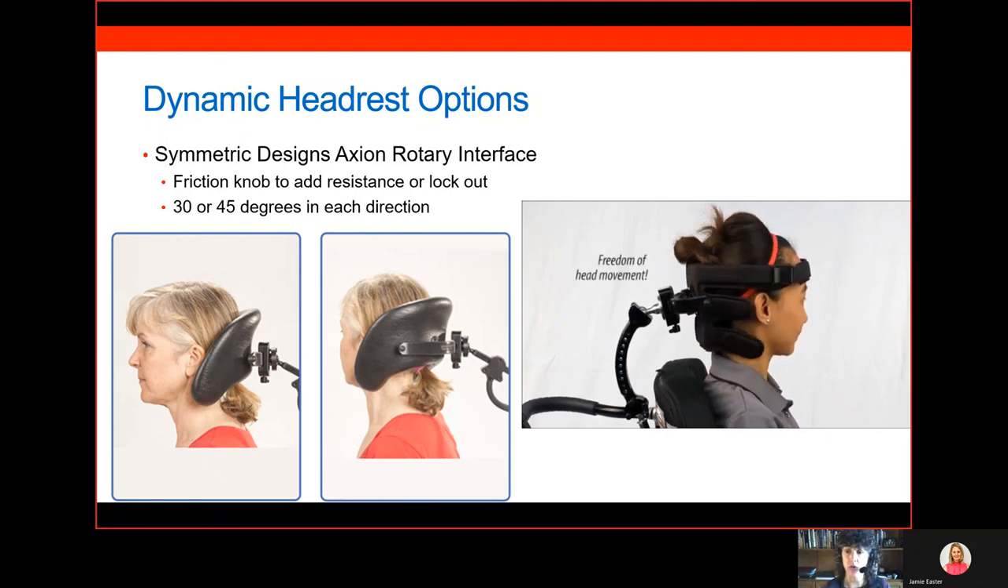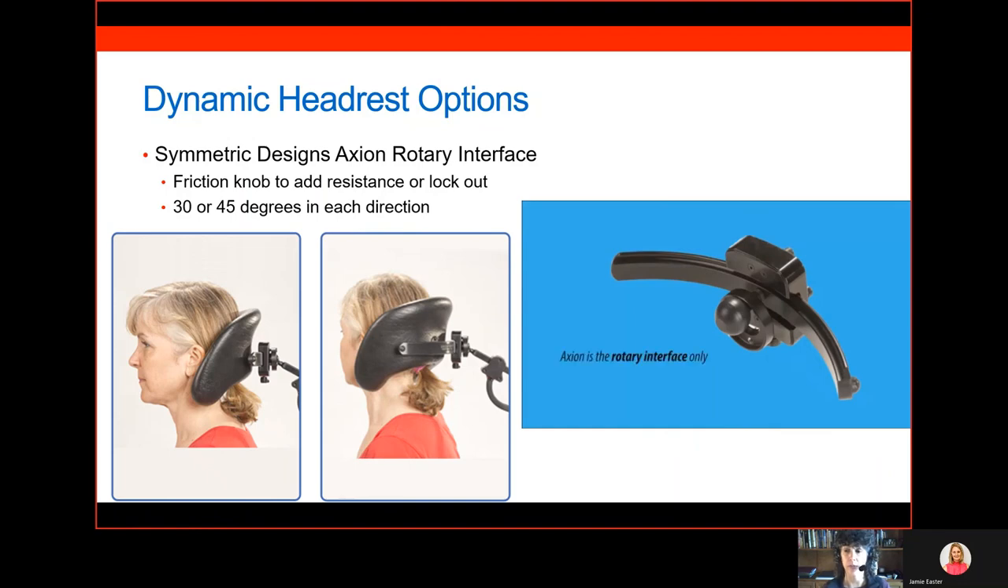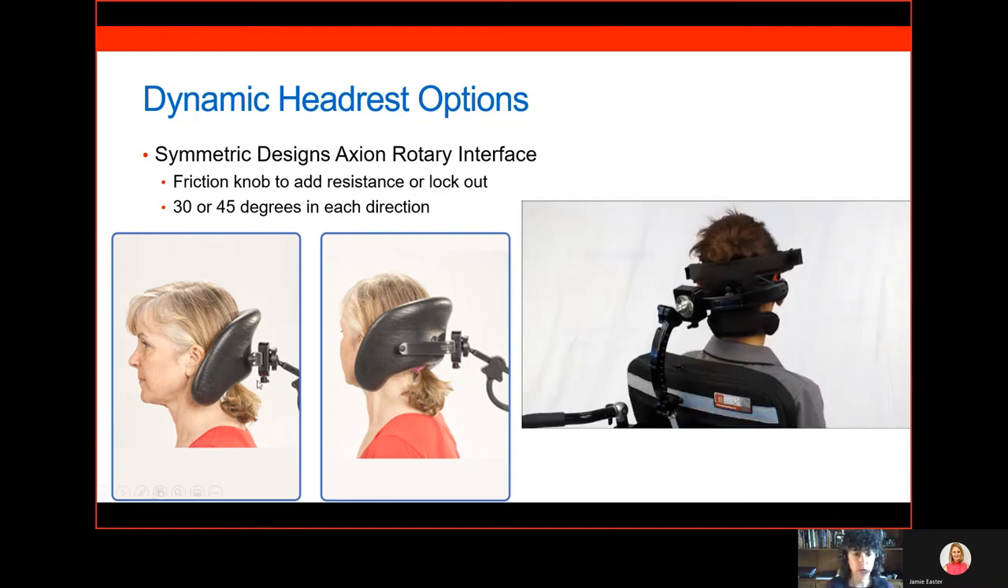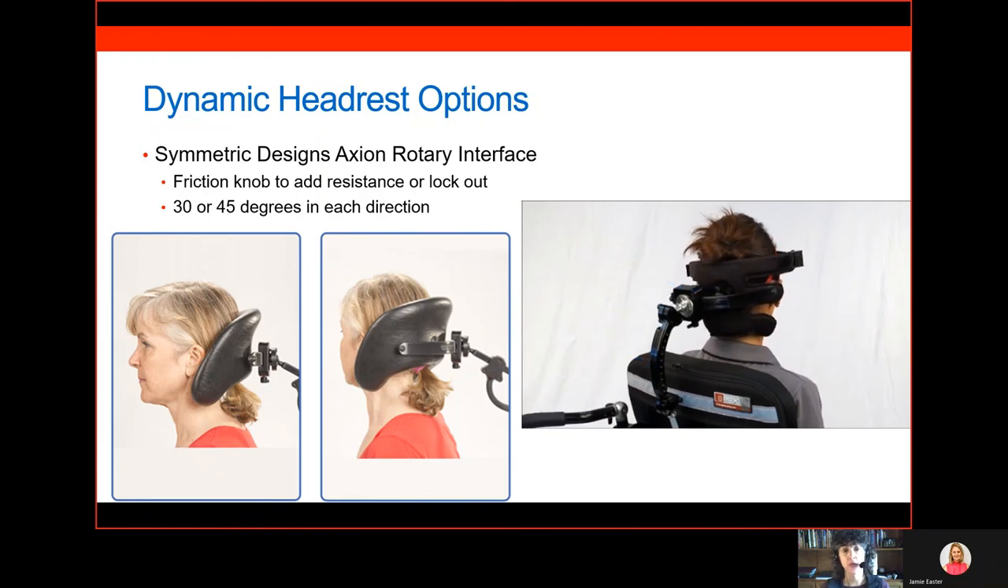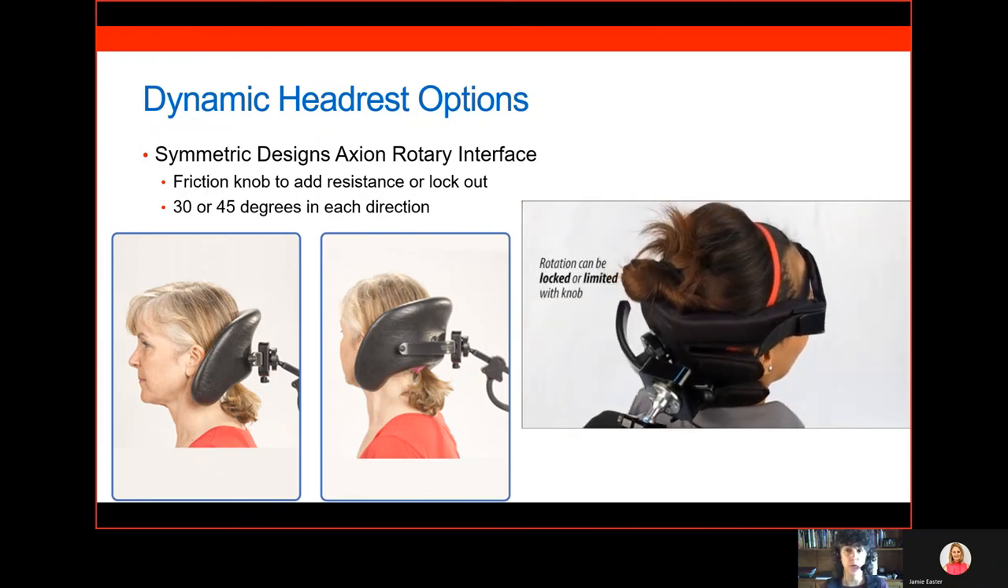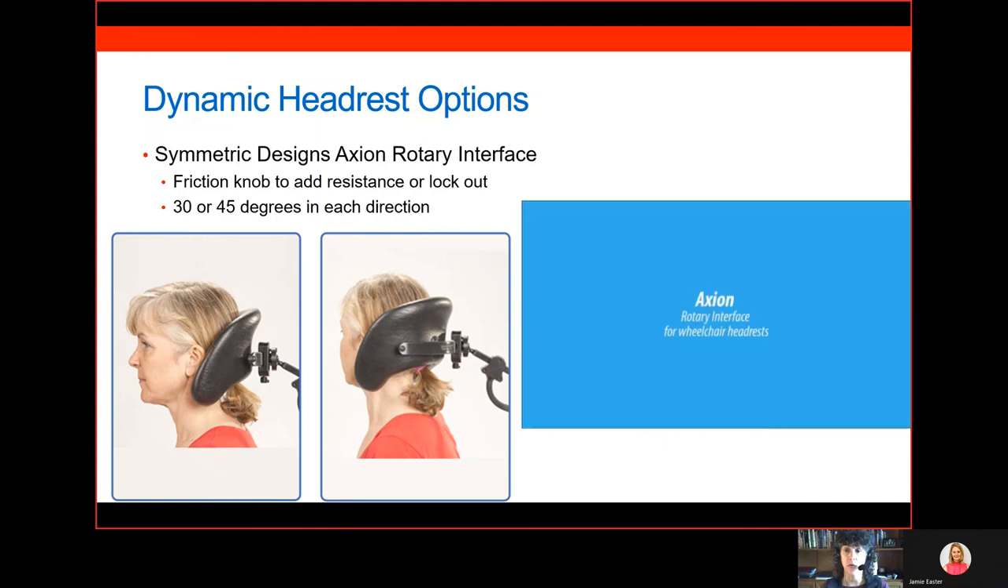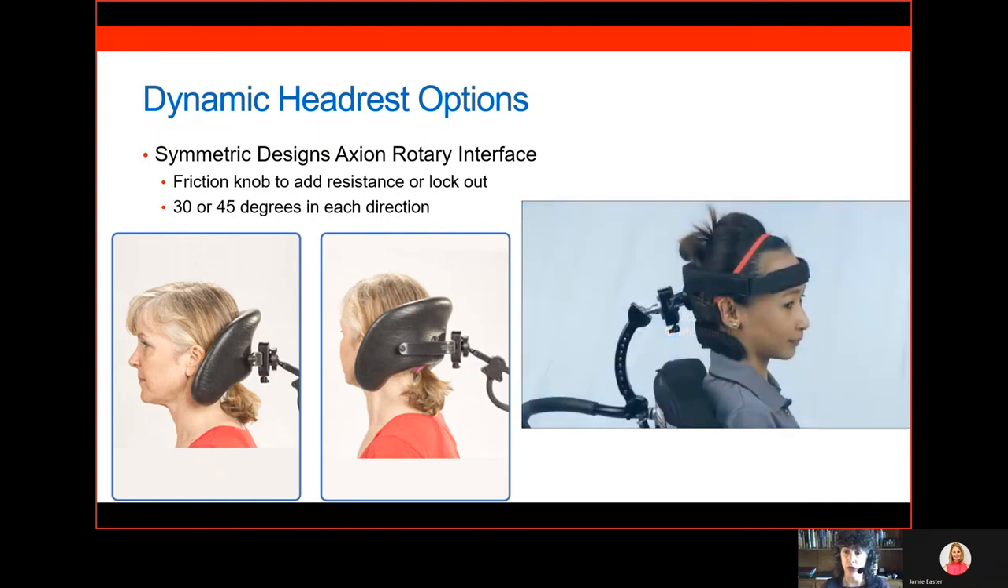So this person can still turn side to side to visually regard their environment, and this is often used by people with diagnoses such as ALS. There is a little friction knob on here. I'm going to point to it here with my cursor that can add resistance or lock out the mechanism completely. And you can order this to allow either 30 degrees of movement in each direction or 45 degrees of movement in each direction. So again, the Axion, you do not have to use it with the Savant, but it is often used with the Savant with the forehead strap.